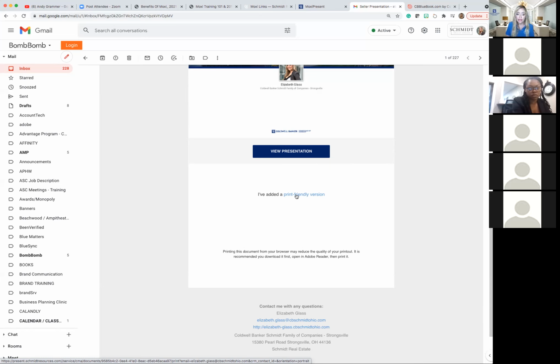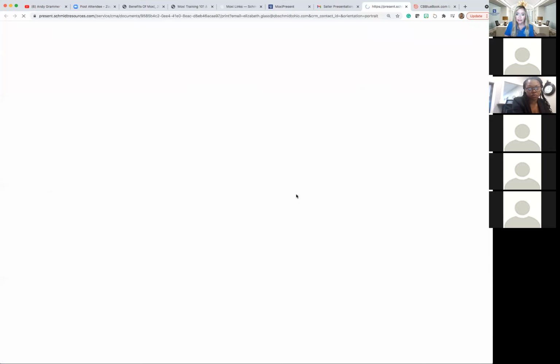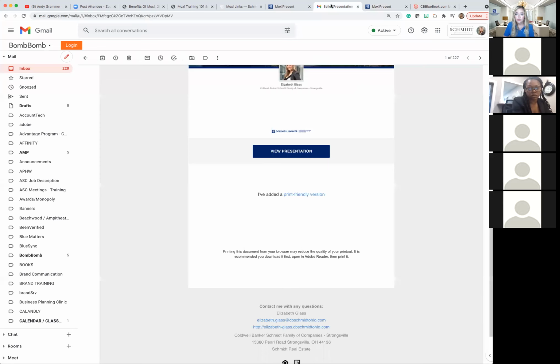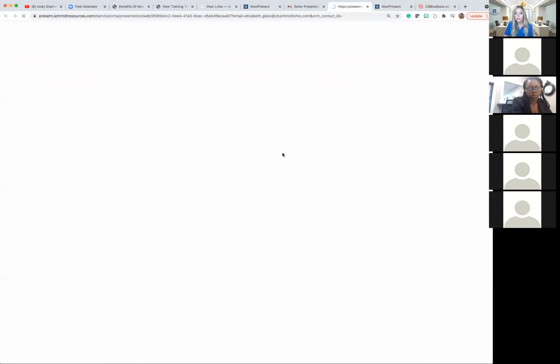So by providing a print-friendly version, you're allowing them to click right on it and they're getting the actual PDF so that they can look at it or even print it on their computer and visualize it in the way that they need. But for now, we're going to go ahead and view the actual presentation. And I think starting off with seeing it is great because then when we build it, you're going to know what the end result is.